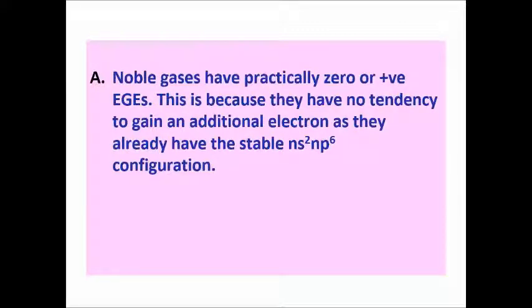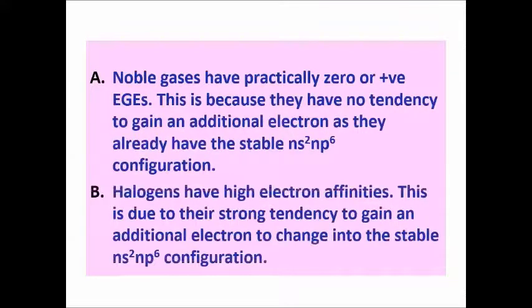This is because they have no tendency to gain an additional electron, as they already have a filled, stable configuration, that is ns2np6. In the same way we can explain one more: halogens have high electron affinity, and this is due to their strong tendency to gain one more electron to become a stable configuration, that is ns2np6. So they have more electron affinity, and it is due to the tendency to become stable.